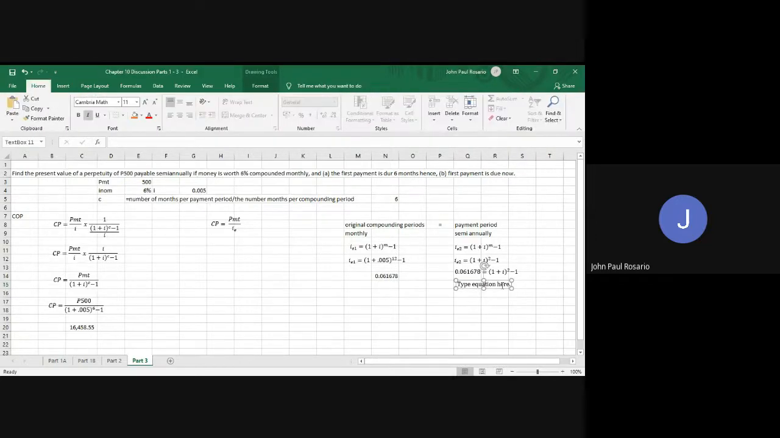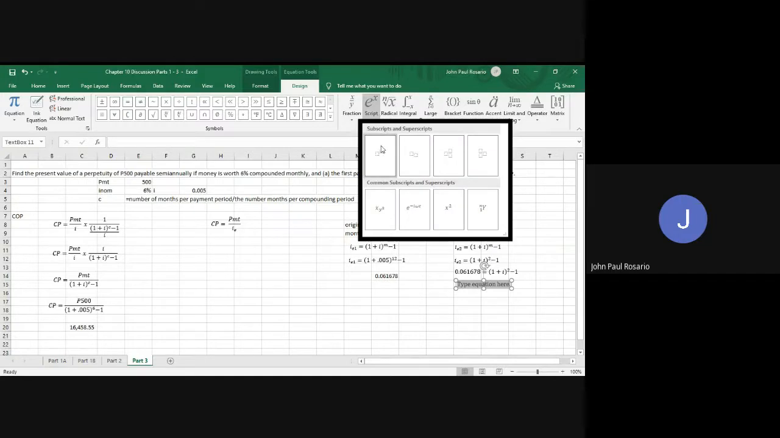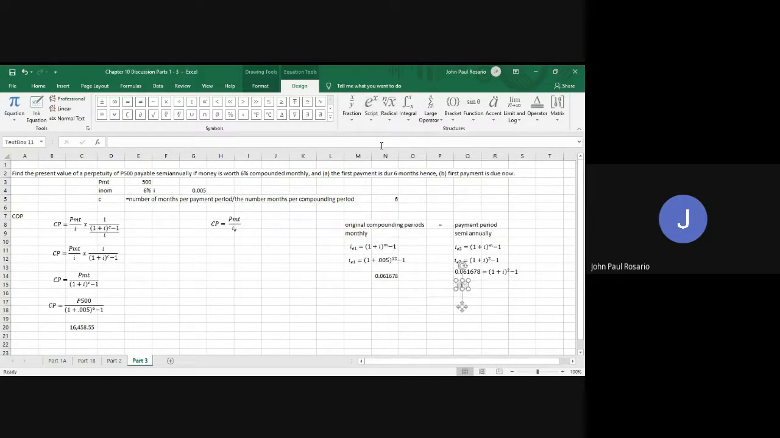Okay, so yeah, we have A1 plus i raised to the power of 2, and then plus 1 plus 0.061678. Because our 1, we just transferred that to the other side. So it now became 1 plus 0.060167.